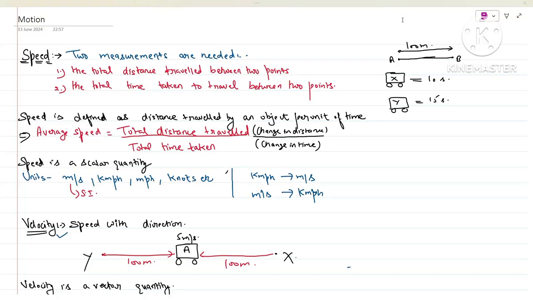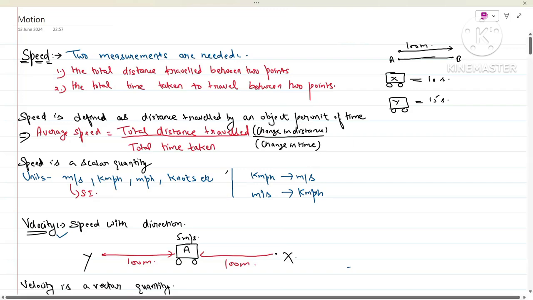Hello, so in this video we will cover the second part of the first unit, motion. So let's start our video with speed. Let's consider 2 points A and B at a distance of 100 meters apart.